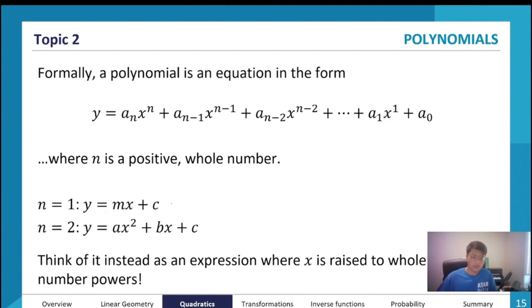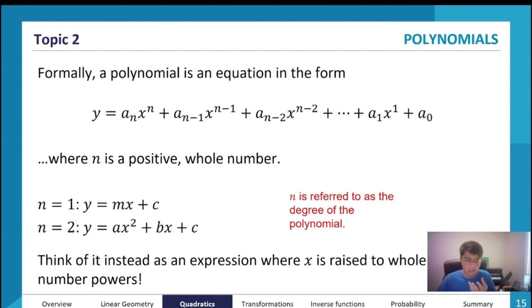If, though, we raise x to the second power, then we end up with a quadratic. We get y equals ax squared plus bx plus c. Now, the highest power that we raise x to, that's known as the degree of the polynomial. So in the case of a linear relation, y equals mx plus c, the degree of that polynomial is going to be 1, because x is raised to the highest power of 1. Now, if we raise x to the second power, then the degree there is going to be 2.